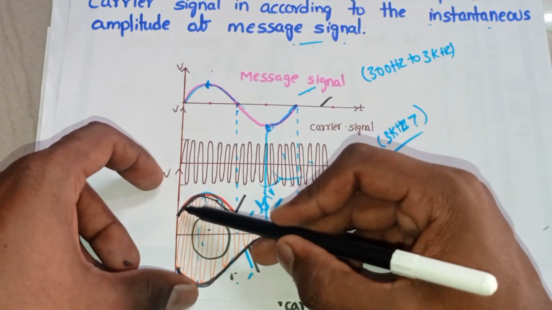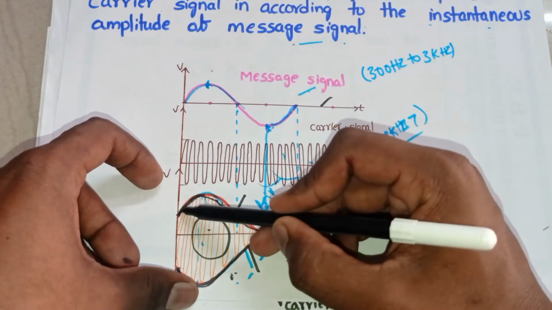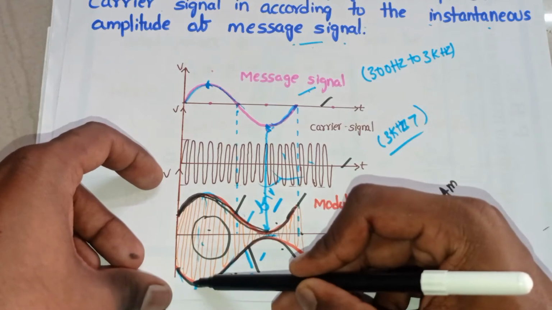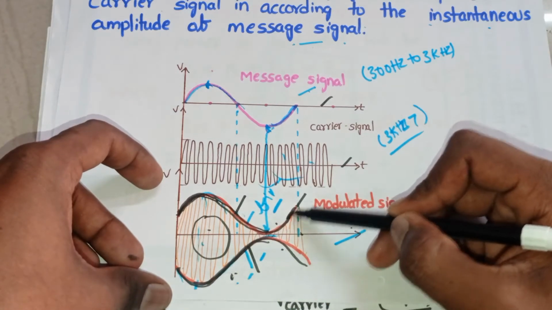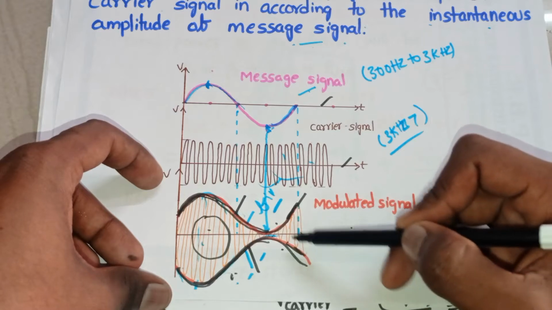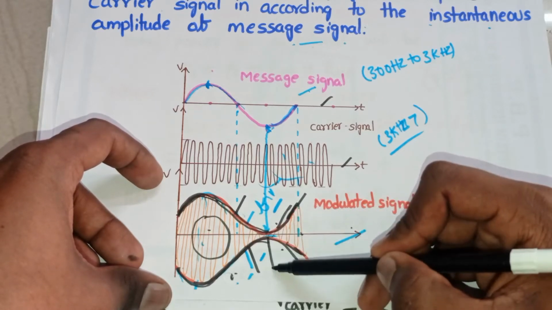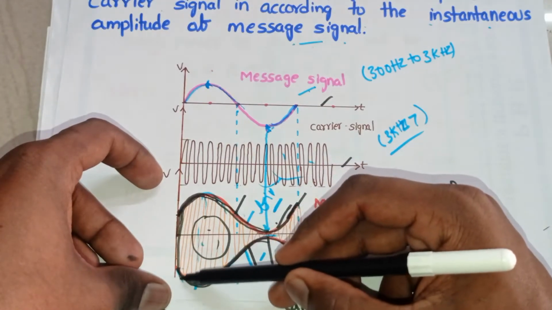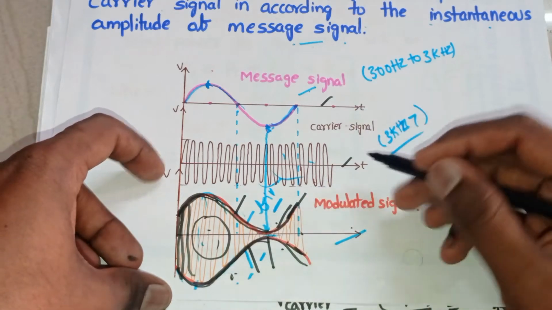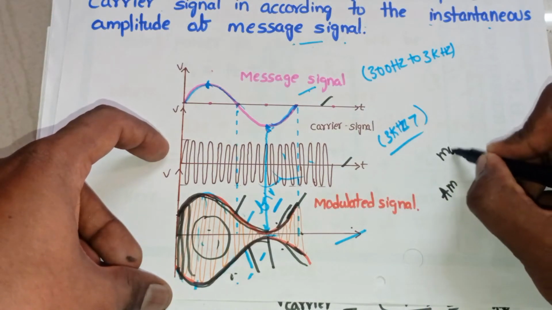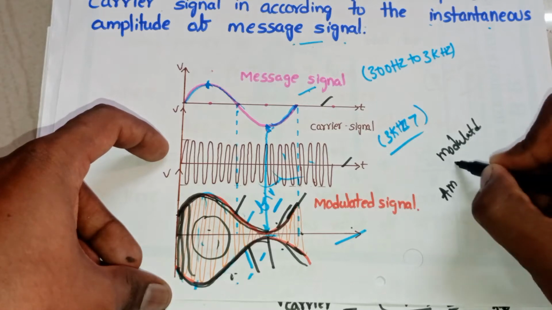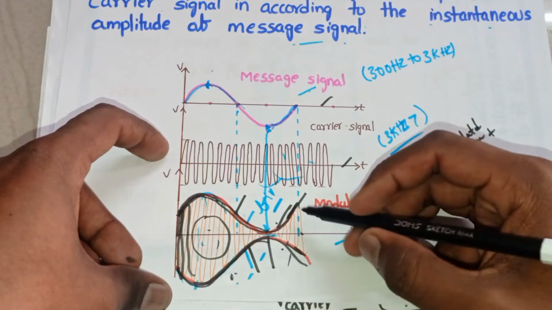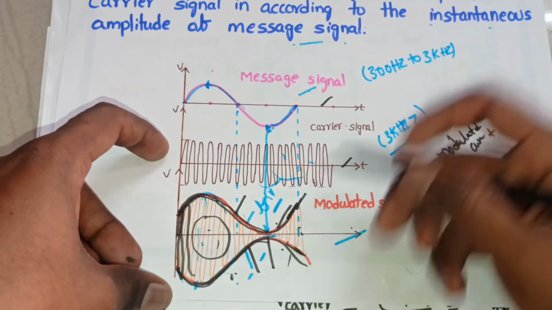Here observe, in an amplitude modulated signal we have two sidebands. This one is one sideband and this one is the other sideband. This is the upper sideband and this is the lower sideband, and in between the sidebands is this small high frequency ray. This is the carrier. That means the modulated signal consists of carrier plus upper sideband plus lower sideband.